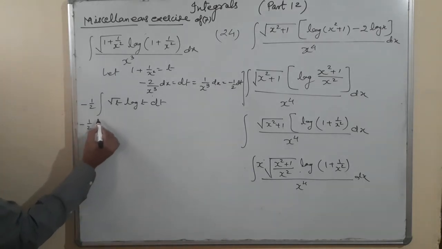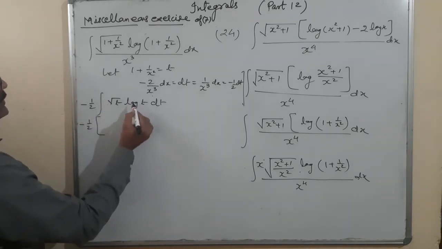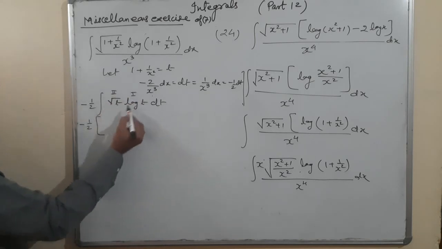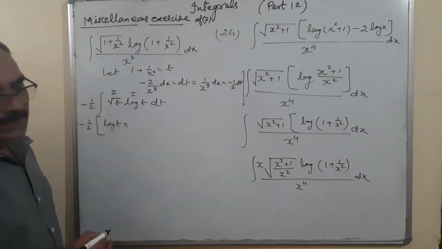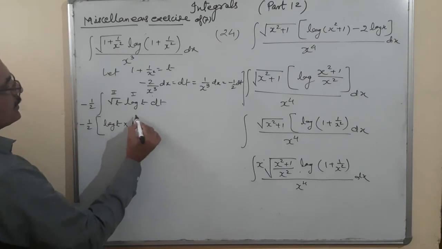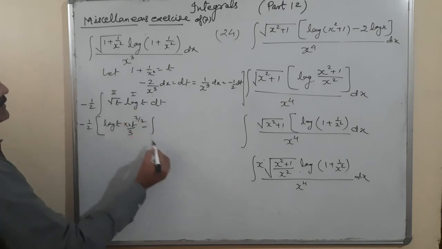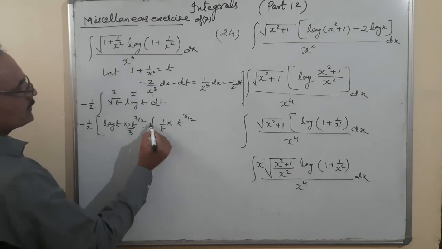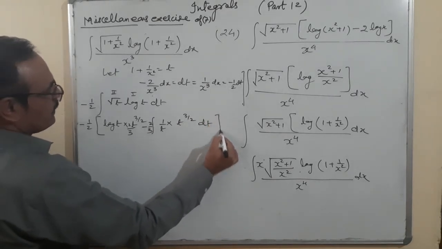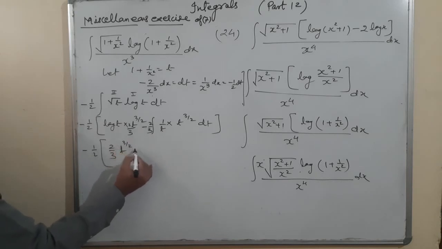Minus 1 upon 2, integrate. In ILATE, after inverse trigonometry the logarithmic is first function, and the root term is second function. First function log t, integration of the second function: t to the power 1 by 2 integrates to t to the power 3 by 2 upon 3 by 2, that is 2 by 3, minus. Differentiation of log t is 1 upon t, times integration t to the power 3 by 2 into 2 by 3, dt. Okay. Minus 1 by 2, 2 by 3, t to the power 3 by 2 log t.